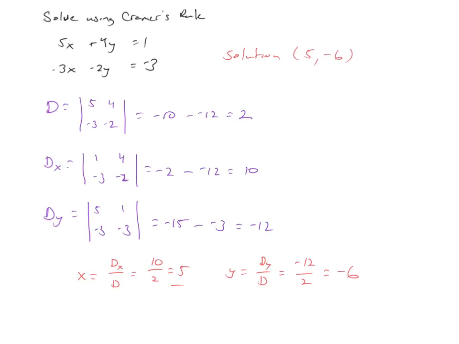And you can go ahead, plug in, check that yourself. If you put 5, negative 6, I'll do it in the first one. 5 times 5 is 25, plus 4 times negative 6 is negative 24. 25 minus 24 is equal to 1, so that works. You can check the other one.